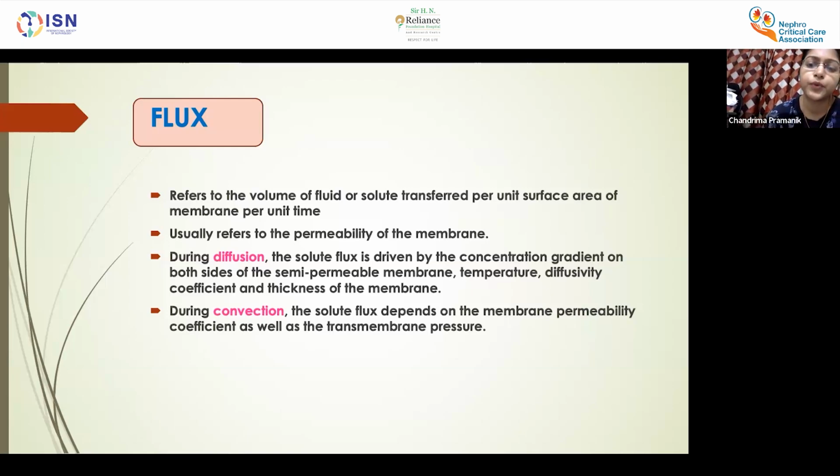It refers to the volume of fluid or solute that gets transferred per unit surface area of membrane per unit time. So during diffusion, the solute flux is basically driven by Fick's law. That is, it is dependent on the concentration gradient on both sides of the semi-permeable membrane, on the temperature gradient, on the diffusion coefficient, and also the thickness of the membrane. On the other hand, during convection, the solute flux depends on the membrane permeability coefficient as well as the transmembrane pressure.